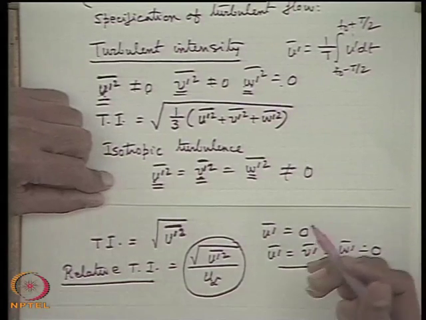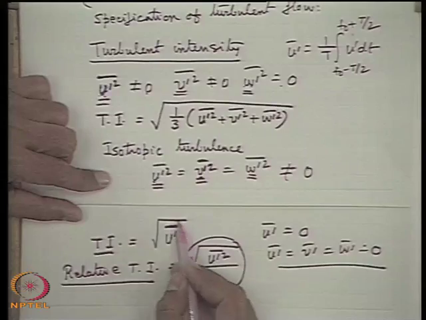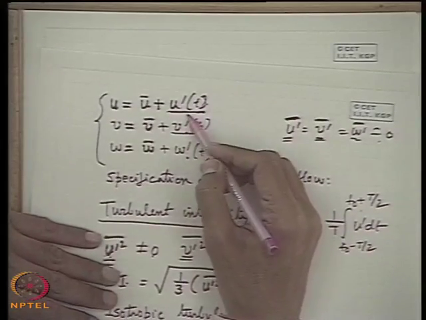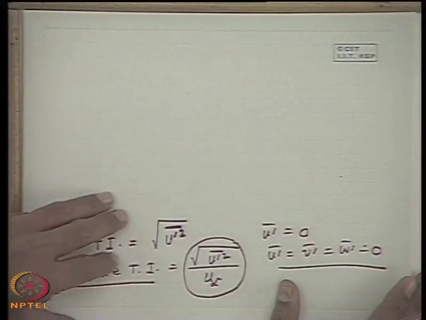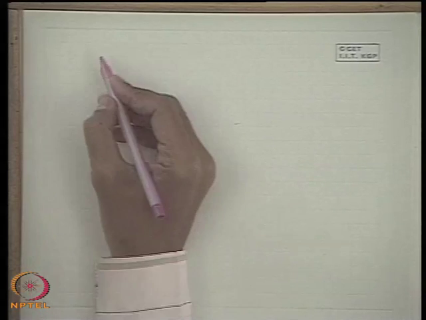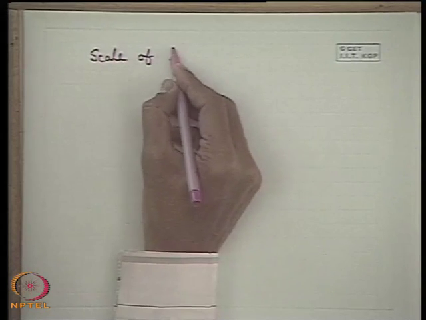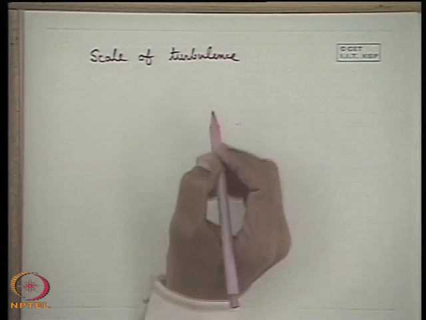So, what is the degree of the turbulence? When we say that turbulence intensity is very high, that means this value is very high. That means the level of the fluctuating component is very high. So, this is the way we express the turbulent intensity. Now, next I would like to tell you the scales of turbulence. These are the specifications of turbulent flow, scale of turbulence.